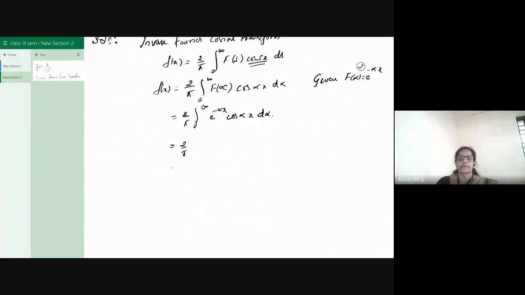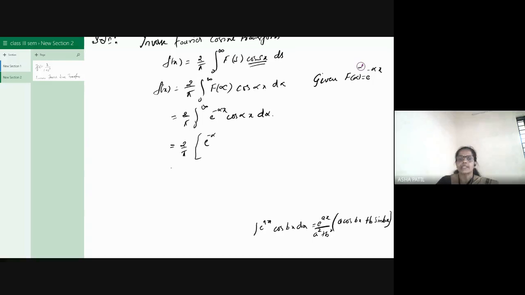Two by pi. Apply your formula. Integration of e raised to ax into cos bx dx is e raised to ax divided by a square plus b square, into a cos bx plus b sin bx. So this is the formula.